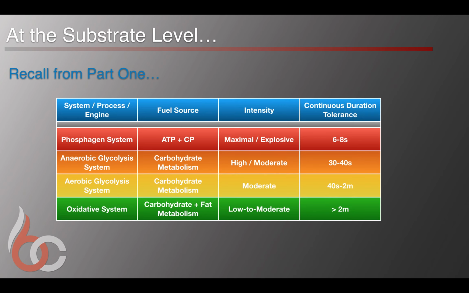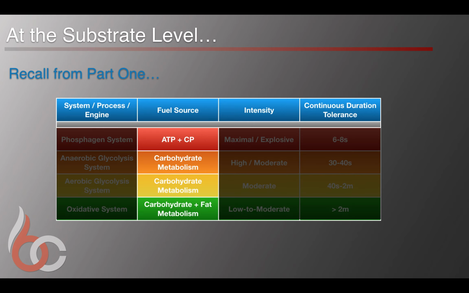No problem. Let's start here because this is familiar. We introduced this in the first module. We talked about using this chart to help us identify systems individually, their fuel source, their intensity, their continuous duration tolerance. What I really want to work on now is looking at that second column, the fuel source column, and recognizing the difference between what the primary substrate is, and not necessarily just what it is, but how our body goes about metabolizing what we provide it in a raw form to produce the energy that it does the work with, because that's the biggest variable we're working with.